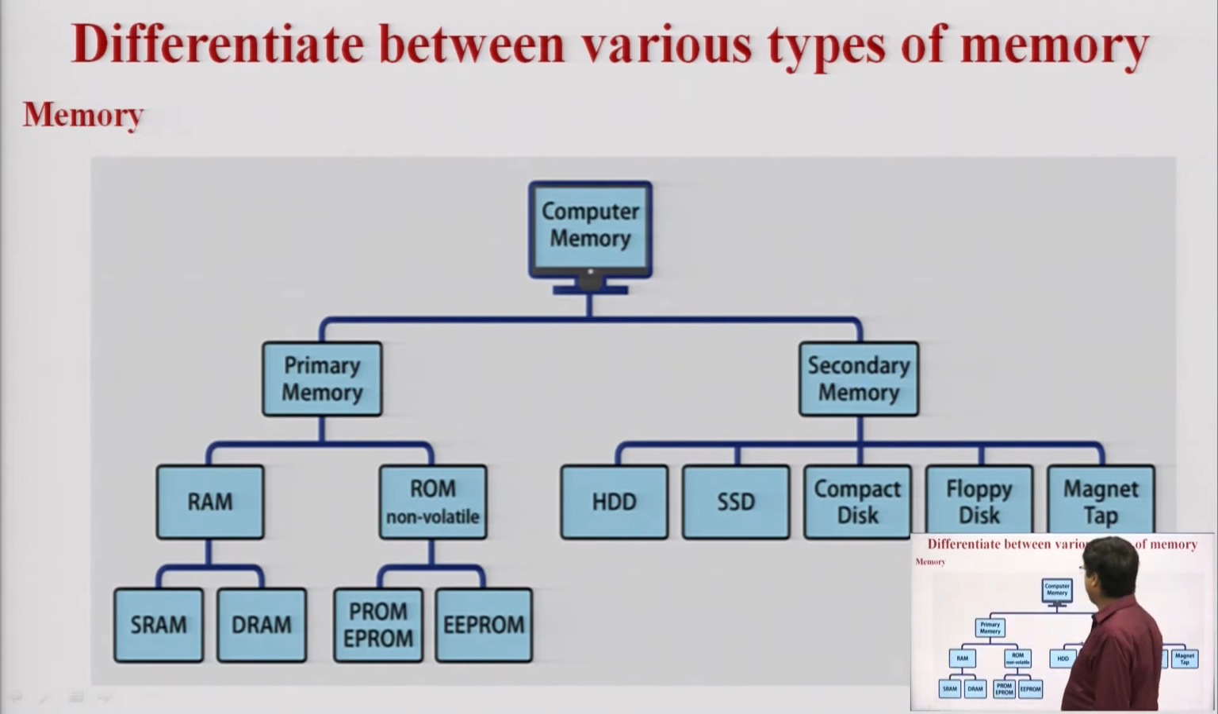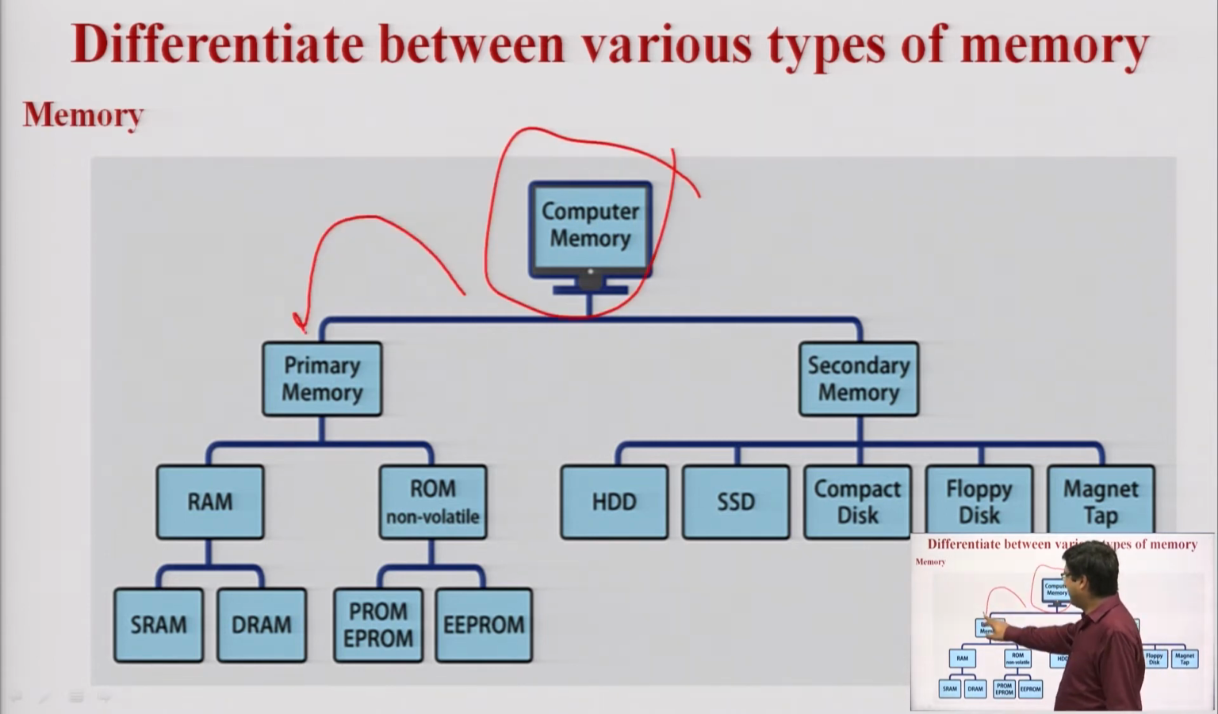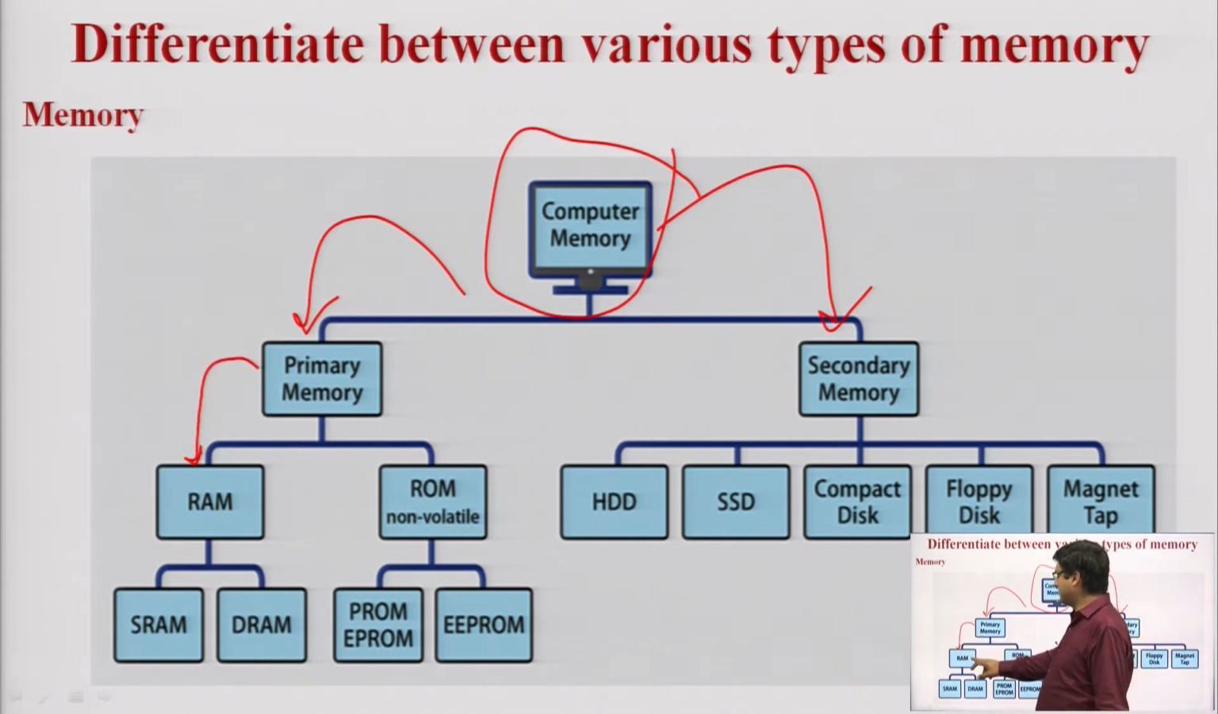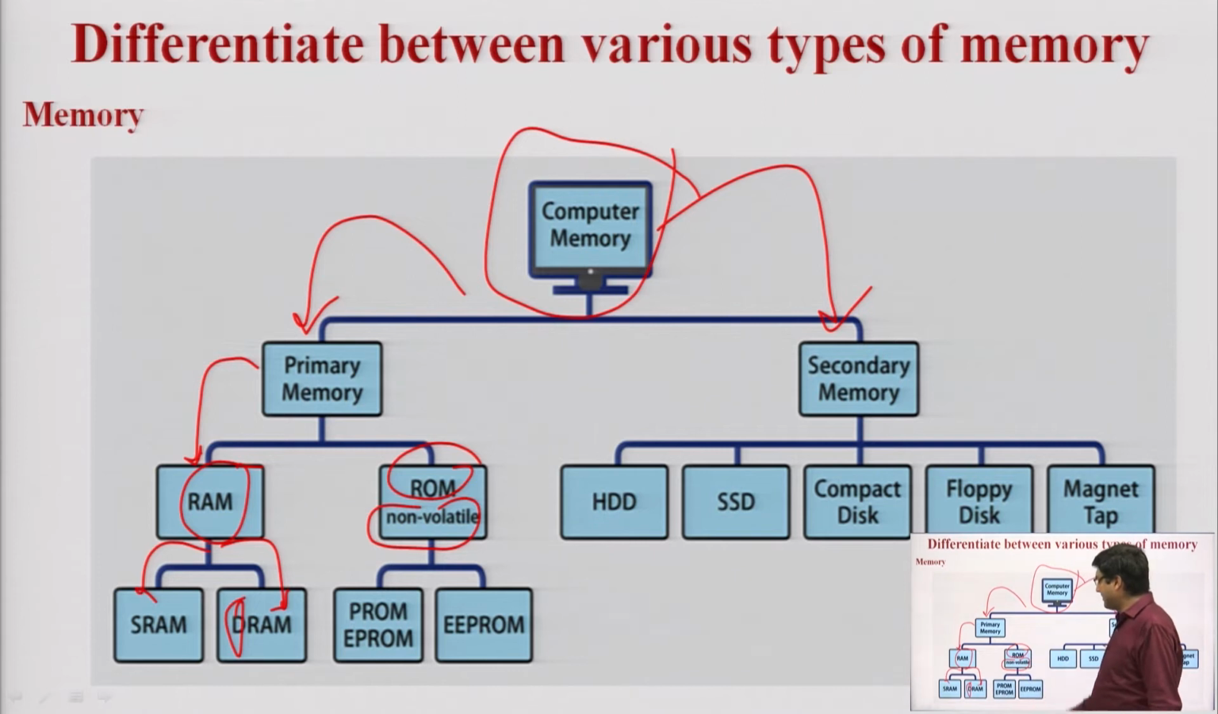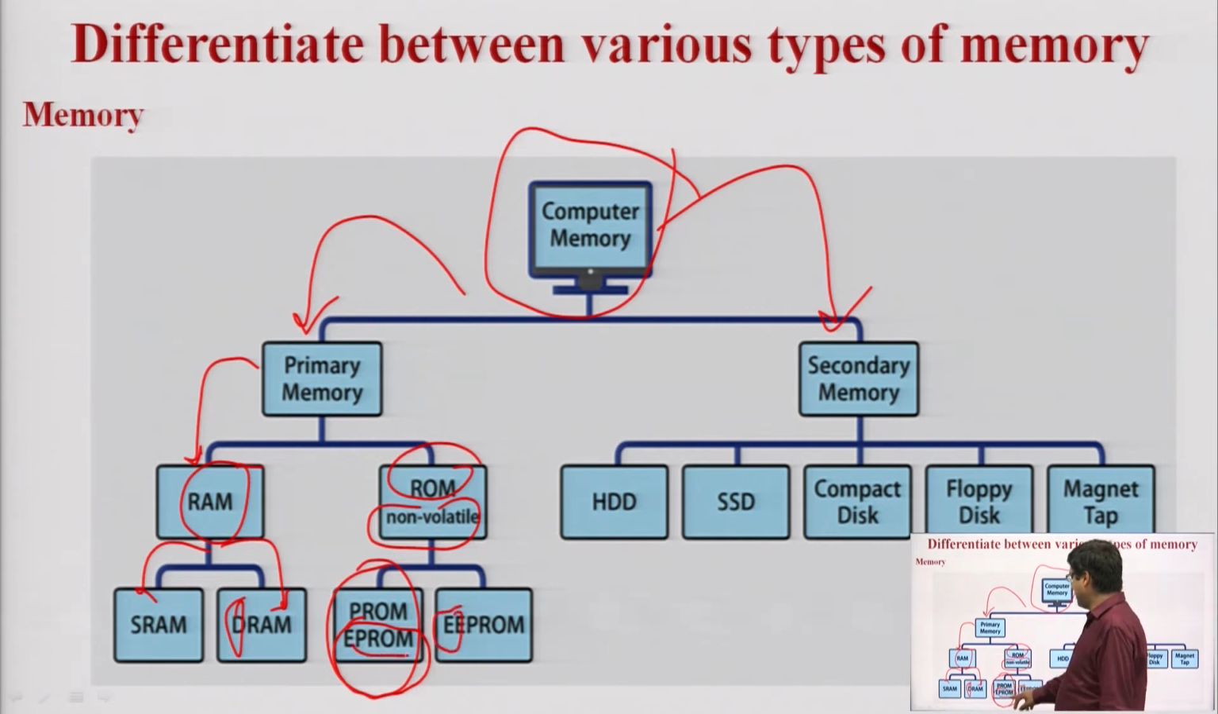So this is the memory organization. We have a computer memory. This computer memory is divided into primary memory and secondary memory. Primary memory is further divided into RAM, which is volatile memory, and ROM, which is non-volatile memory. RAM is again divided into SRAM and DRAM, meaning static RAM and dynamic RAM. ROM, which is non-volatile memory, is again divided into PROM, programmable ROM, and EPROM, erasable programmable ROM.